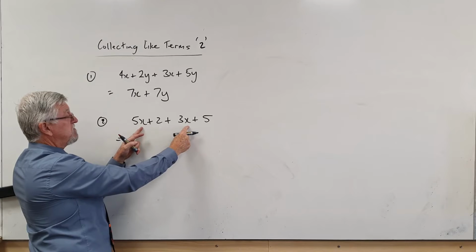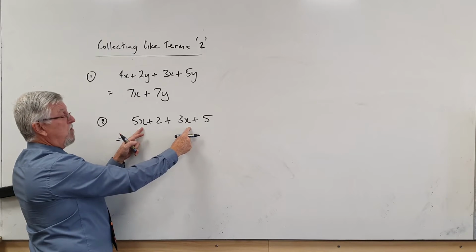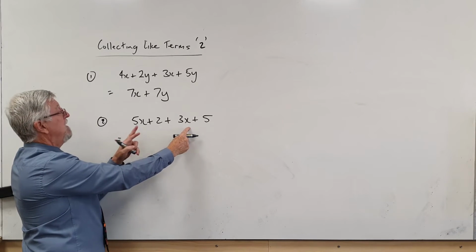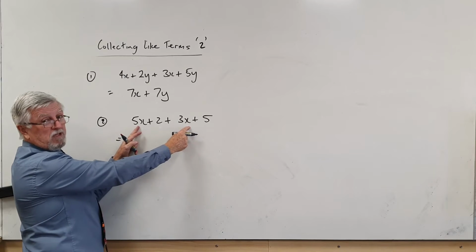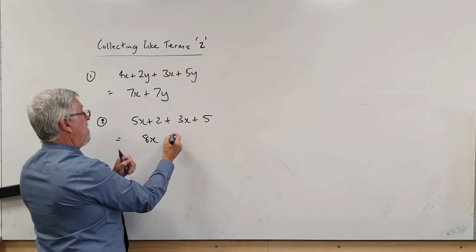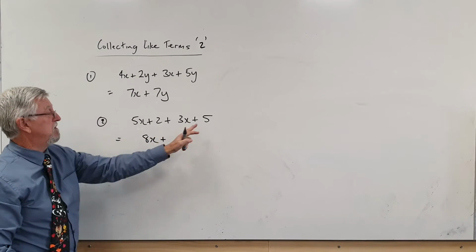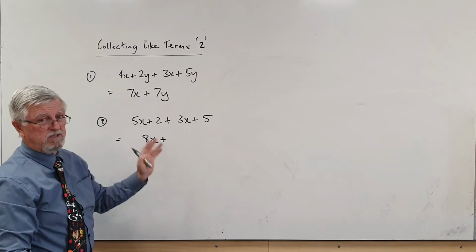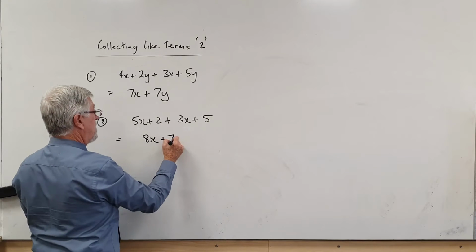The 2 and the 5 don't have an x or a y. They don't have an xy. They don't have other details. It's just a normal everyday 5x with a normal everyday 3x is an 8x. And the 2 and the 5 is just a normal everyday 2 with a normal everyday 5. There's no x's, no y's. So the 2 and the 5 is 7.